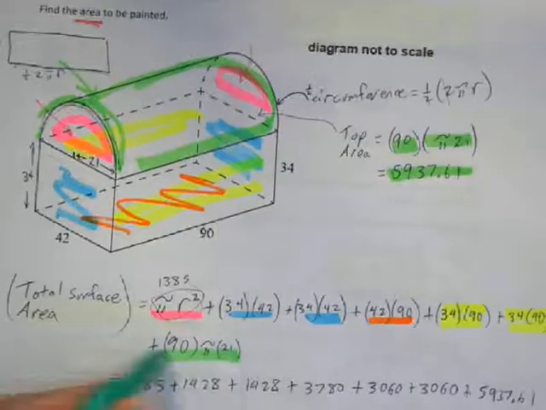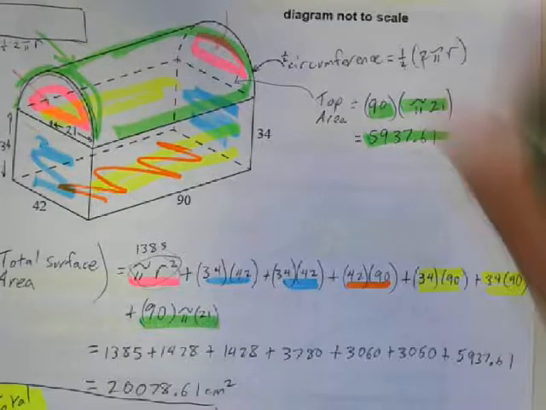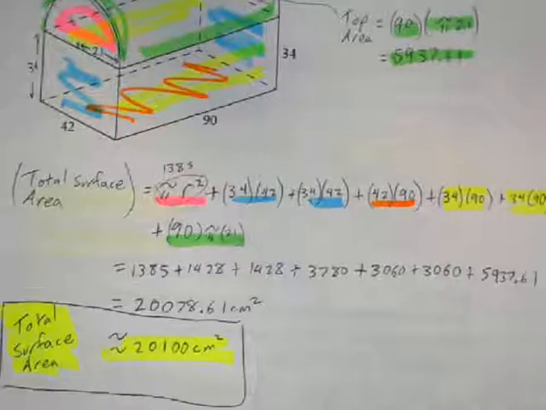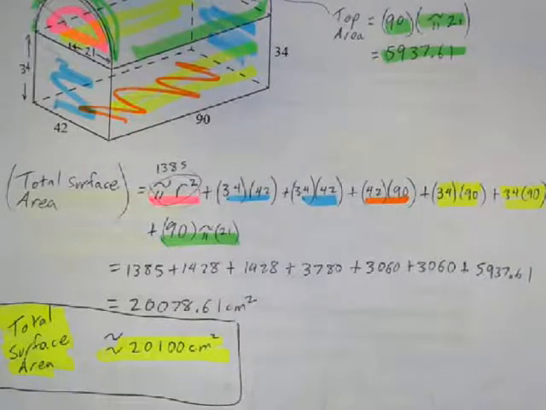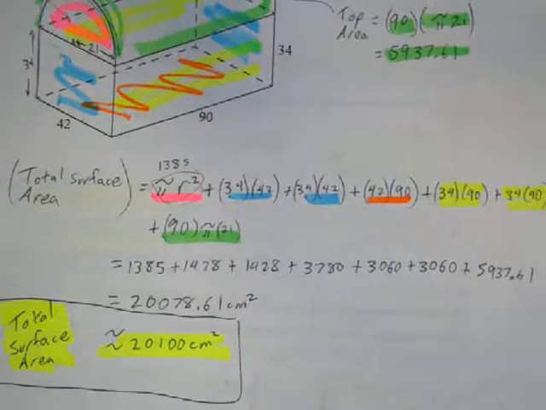So then I add all these values together, and then I get this total surface area. You may want to hit pause to check your work. Next.